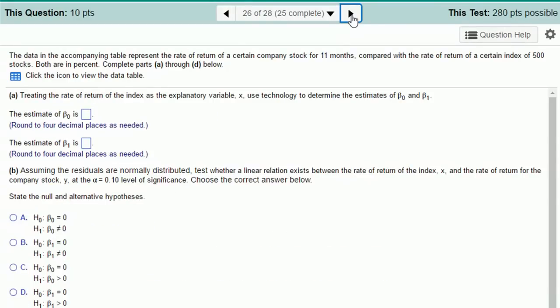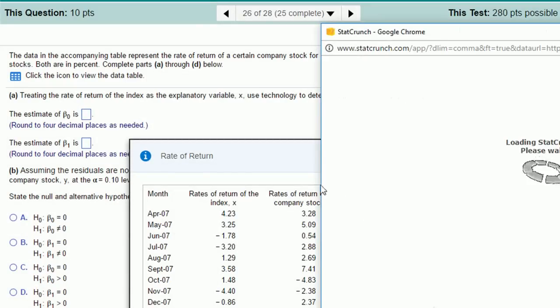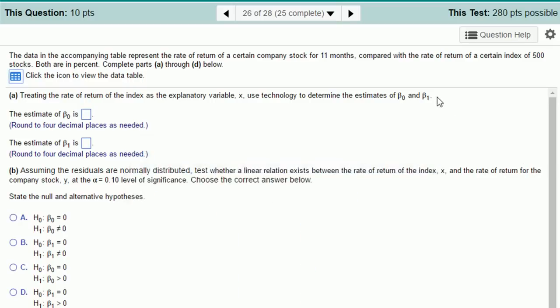The data in the accompanying table represents a rate of return of a recent stock for 11 months compared to the rate of return of an index of 500 stocks. Both are in percent. Complete A through D. Let's just open this data and bring it into StatCrunch. Okay. So what is it?